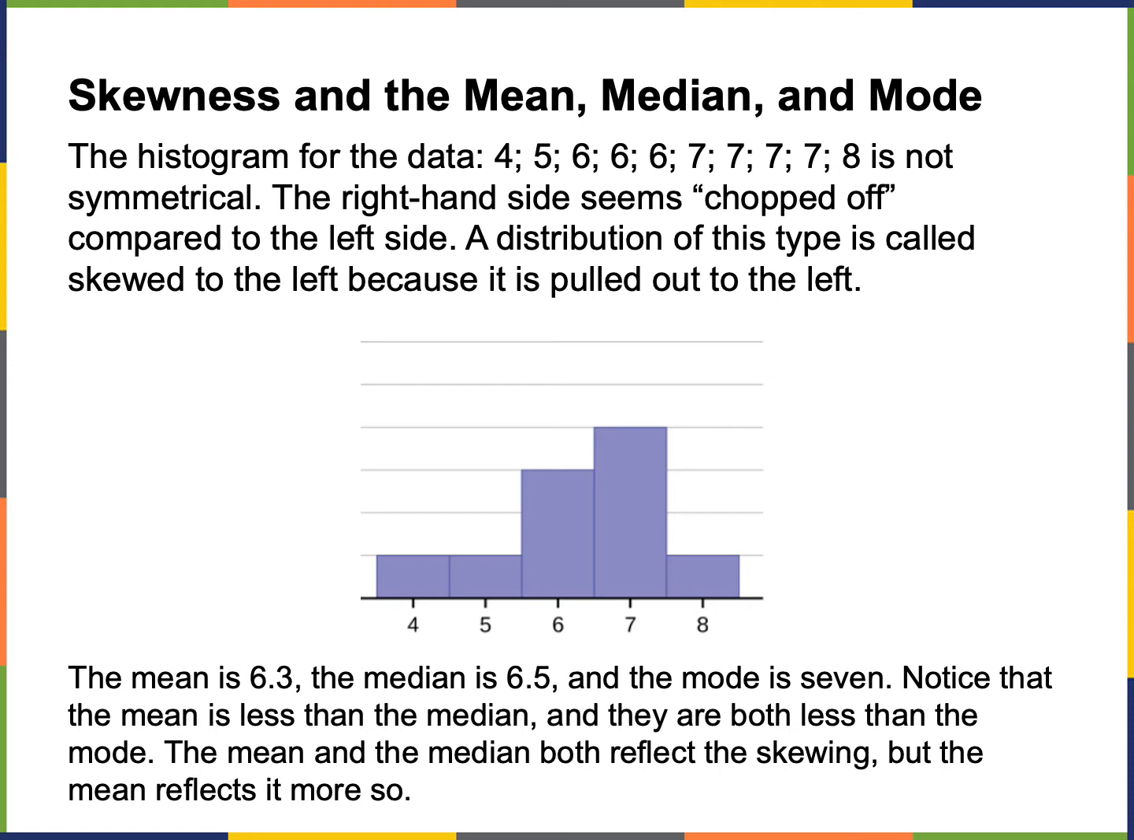Now, listen carefully. Here the mean is 6.3 and the median is 6.5 and the mode is 7. So the mean is less than the median. It's kind of going towards the left. So you can think of it as the mean reflecting the skewing. If the mean is less than the median and less than the mode, then it's skewed to the left.